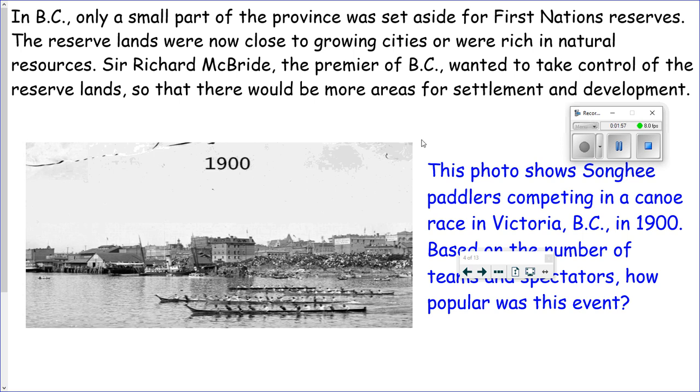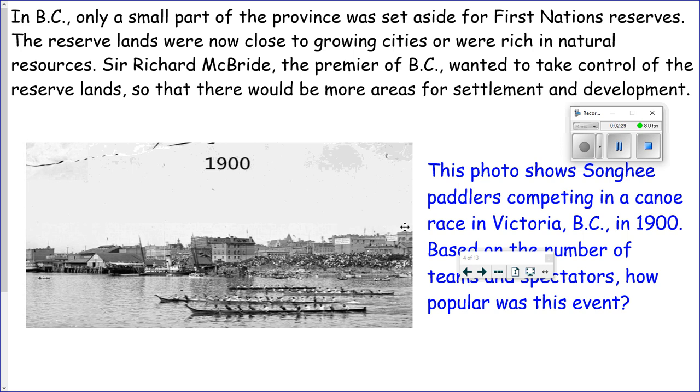And just take a look at this photo here from 1900. This photo shows Songhee paddlers competing in a canoe race in Victoria, BC in 1900. Now, based on the number of teams and spectators, how popular do you think this event was? Please put the video on pause so you can take a closer look at this photo, write down your response to this question, and then we'll continue.